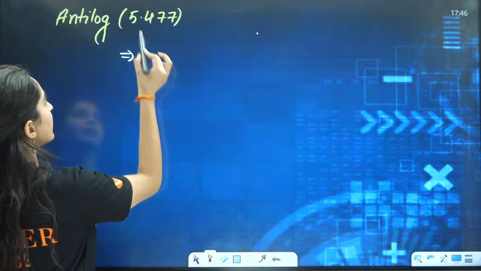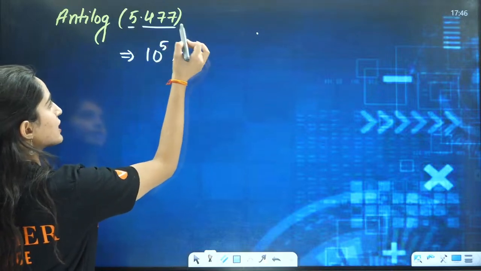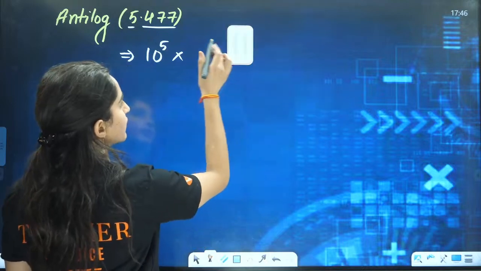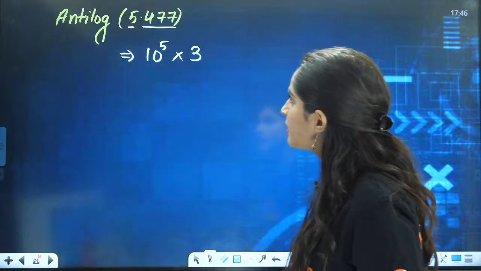antilog of 5.477. The answer will be 10 raised to power before the decimal, multiplied by after the decimal you have 0.477, and that is the value of log 3. So you will write 3 here. So the answer will be simply 3 into 10 raised to power 5.